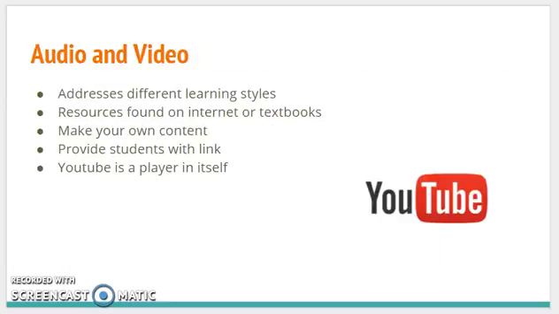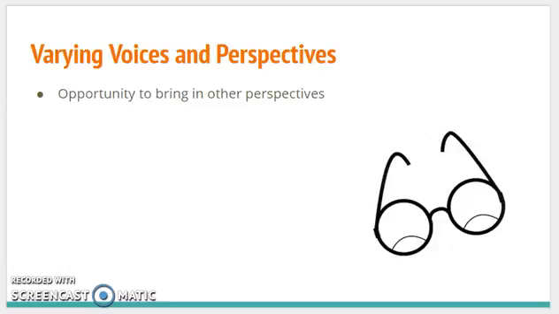Audio and video. Audio and video can address the needs of students with different learning styles. Resources can be found on the internet or in textbooks. You can make your own content using your computer or audio-video recorder. Provide students with a link to the media player when embedding video or audio clips. YouTube is the player itself. Varying voices and perspectives. Internet resources give the opportunity to bring in other voices, opinions, and perspectives.